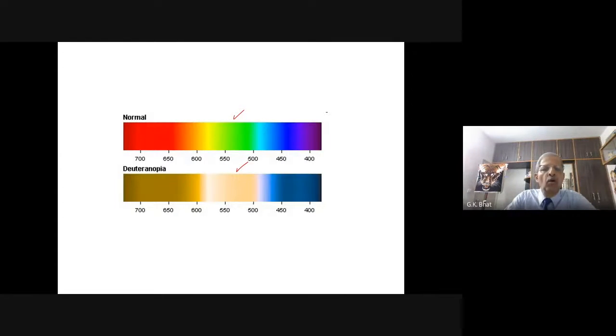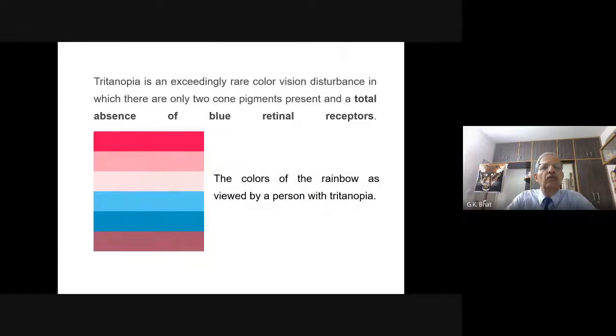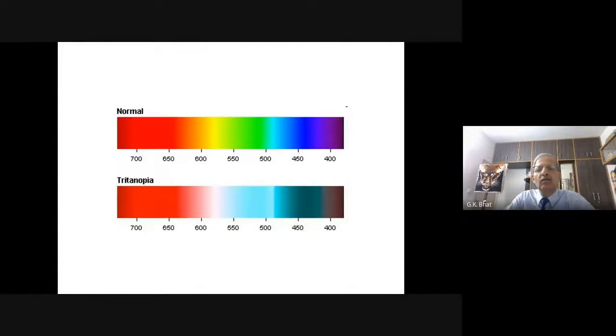Understood? Now, you have another one, what is known as tritanopia. In tritanopia, blue retinal receptors are absent. They cannot make out blue color. See the blue color, what we see, and this is what they see. So in this way, protanopia, deuteranopia, tritanopia, you must be very much familiar with this.